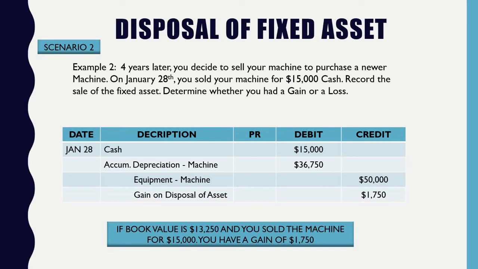I recognize my accumulated depreciation was $36,750. Now, my fixed asset, right? I know from my books it's $13,250. But how much did I sell it for? I sold it for $15,000. So therefore, I gained money, right? I gained an extra $1,750 from that sale. So in this case, I'm going to recognize that $1,750 is going to be on my right side. Okay.